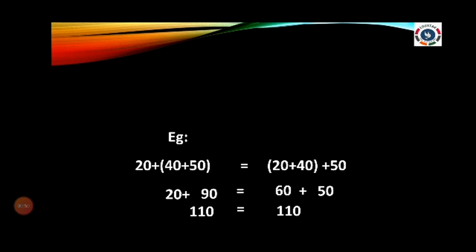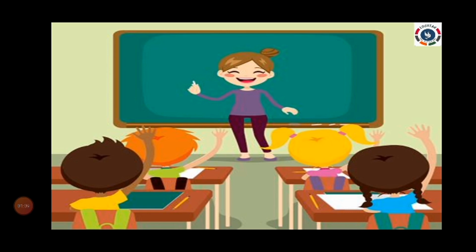Now we are adding 3 numbers, the same 3 numbers, but we are adding in a different manner, I mean changing the grouping of the numbers. So this example comes under which property? Associative property. Okay, good. Superb.